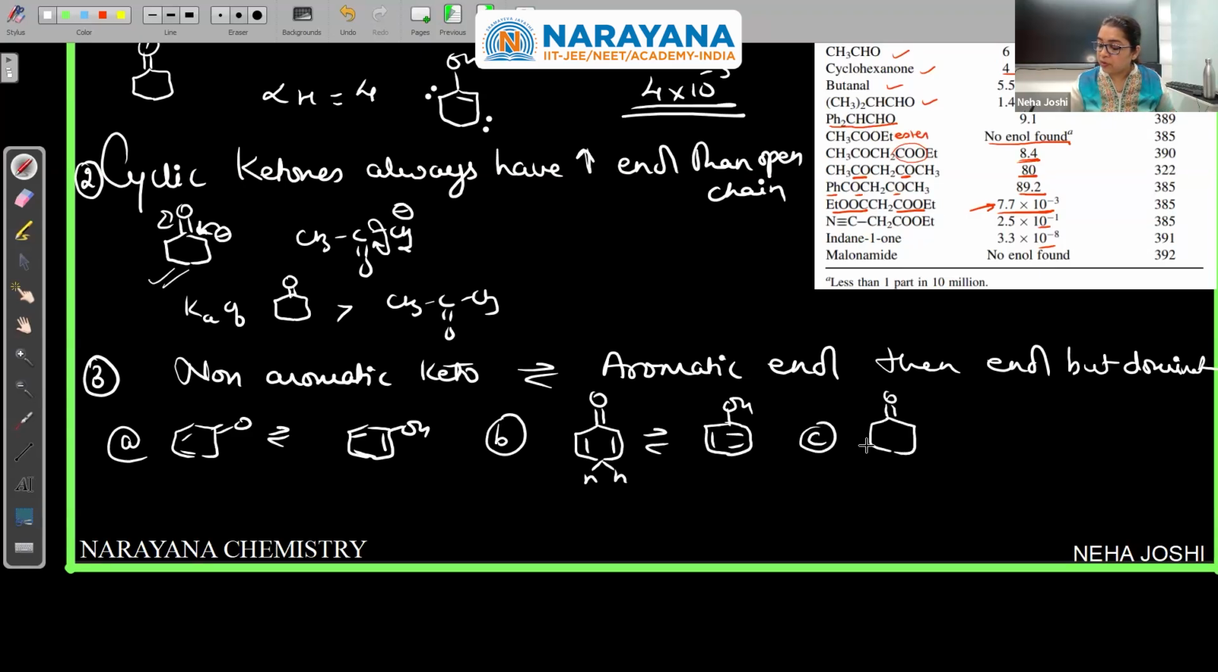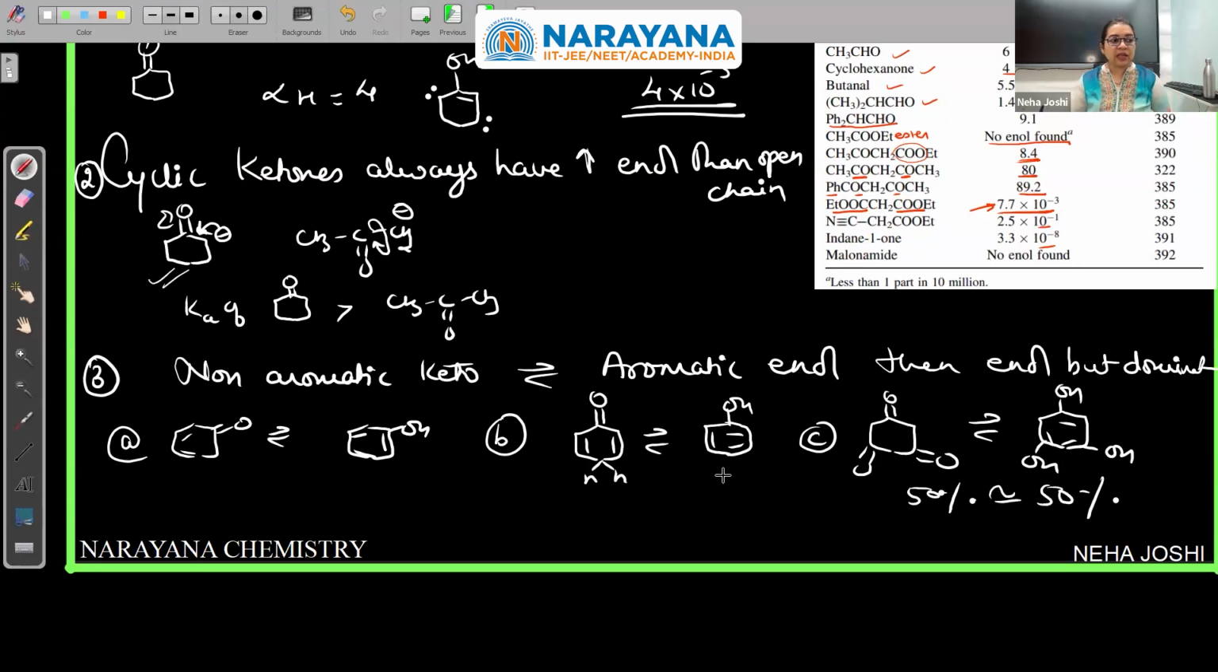You can have cases like this. Now see, the enol formed has that aromatic cloud, and here I have lost 3 ketones. So these are almost 50-50 percentage both. Otherwise, always the aromatic one dominates, but not here. These are a very close call. Okay.